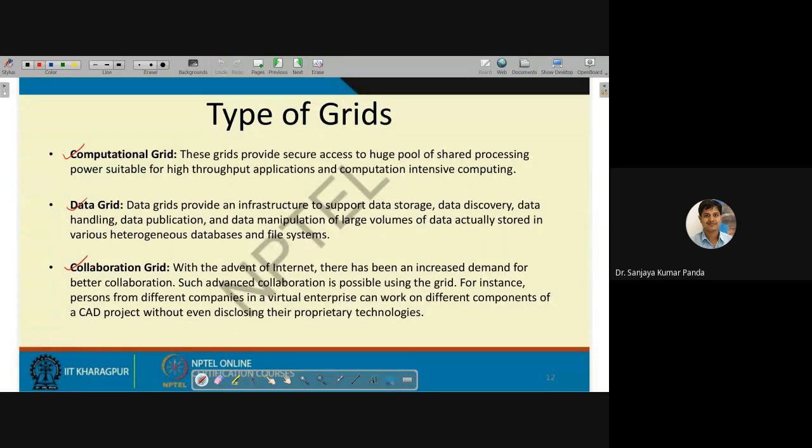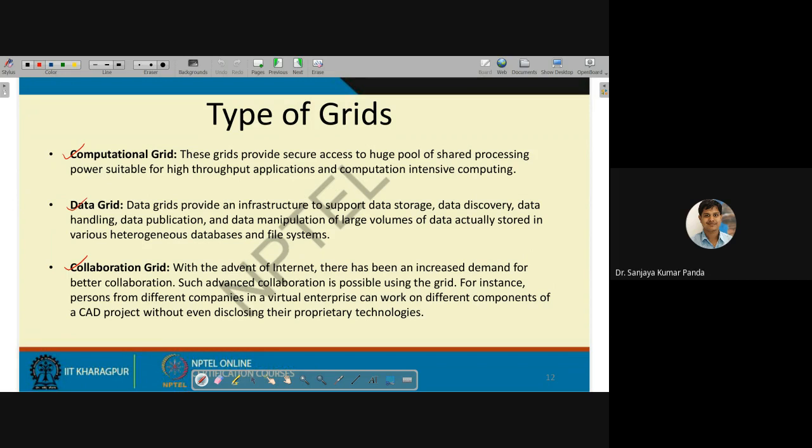Basically, the computational grid and data grid are much more popular in comparison to other grids. We discussed already compute intensive and data intensive. So if I ask you what is the difference, you can tell that in the compute intensive case, we are dealing with large computation power, whereas in the data intensive case, we deal with a large volume of data.